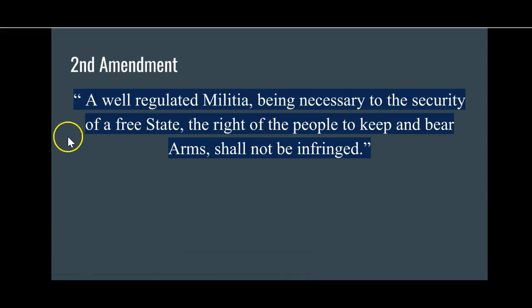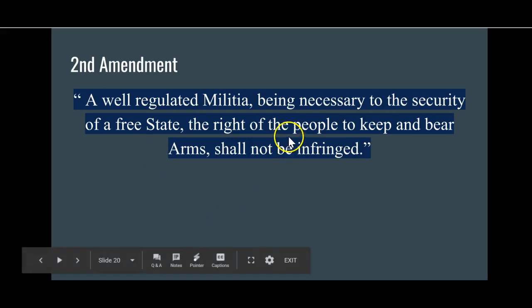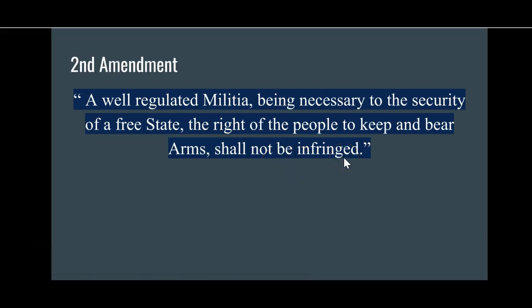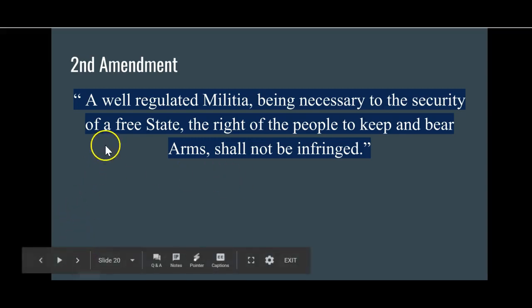The Second Amendment, the way that it is written exactly, says: a well regulated militia being necessary to the security of a free state, the right of the people to keep and bear arms shall not be infringed. For each amendment, I'm always going to have the way that it is written exactly so you can see the actual words that our forefathers wrote. Now we dive into what the Second Amendment exactly means.